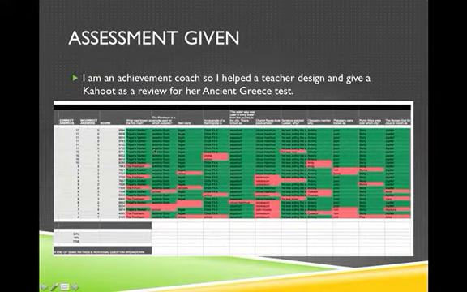But also you can look at each question and you can see, okay, my kids did pretty well on this question, not so great on this one, so this needs to be a whole class reteach. So this teacher and I sat down and we had that discussion. We talked about the different questions, and I observed her giving this Kahoot as well.